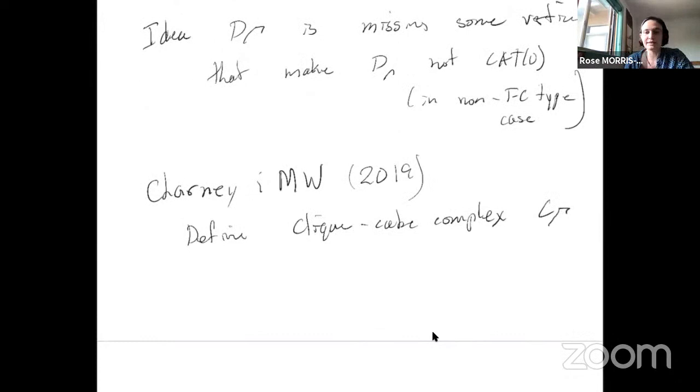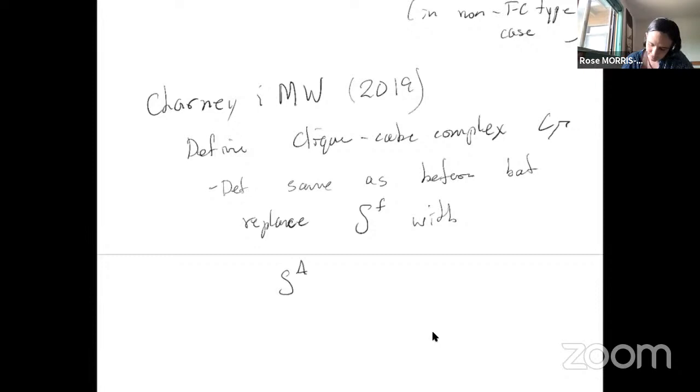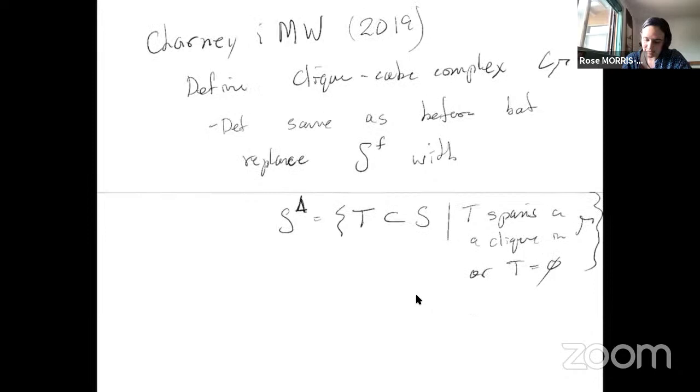It's basically the exact same definition, except instead of only restricting to these finite type generating sets, I'm going to allow more of them. So the definition is the same as before, but I'm going to replace this set S_F with a new set, which we call S delta. This is supposed to be like a little clique. It is equal to the set of T subset of S such that T spans a clique in my graph gamma, and I have to include the empty set as okay. So if my Artin group is FC type, then I get the exact same thing as I did before. The FC type Artin groups are exactly the ones where these two sets are equal to each other.